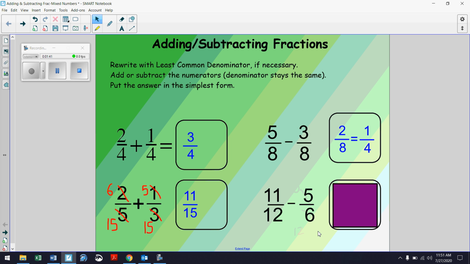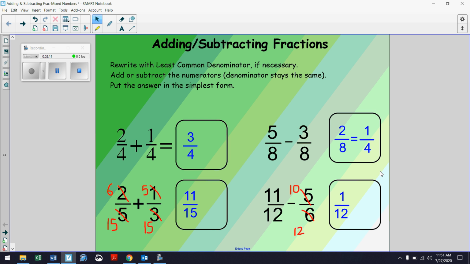In the next example, they don't have common denominators, so we need to get them to be common. In this case, all I need to do is multiply 6 times 2 to get a common denominator of 12. Since I'm multiplying 6 times 2, I have to do the same to that numerator to get 10. So once you rewrite them, you follow your steps. Numerators are going to be subtracted here. We're going to keep our denominator, and we get 1 over 12. So that should be a bit of a review.